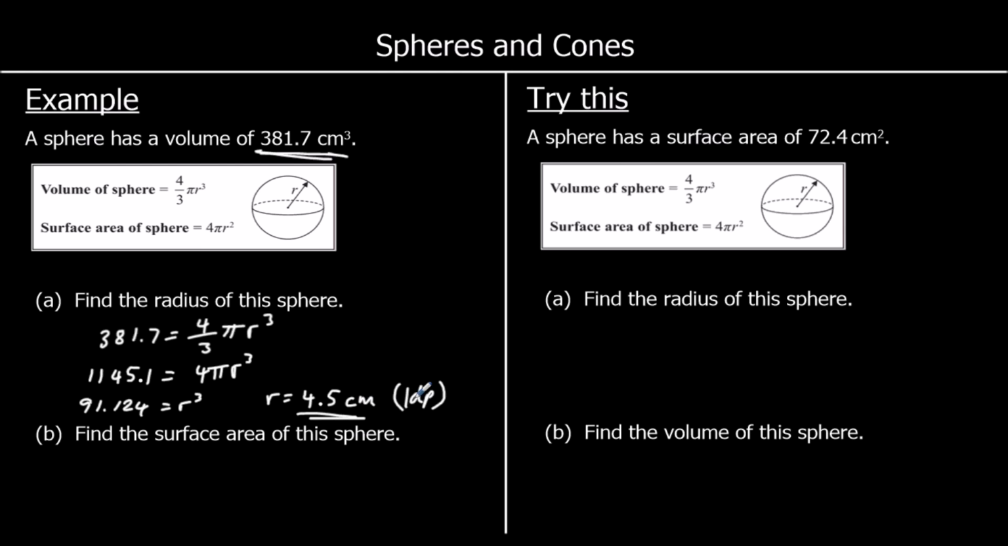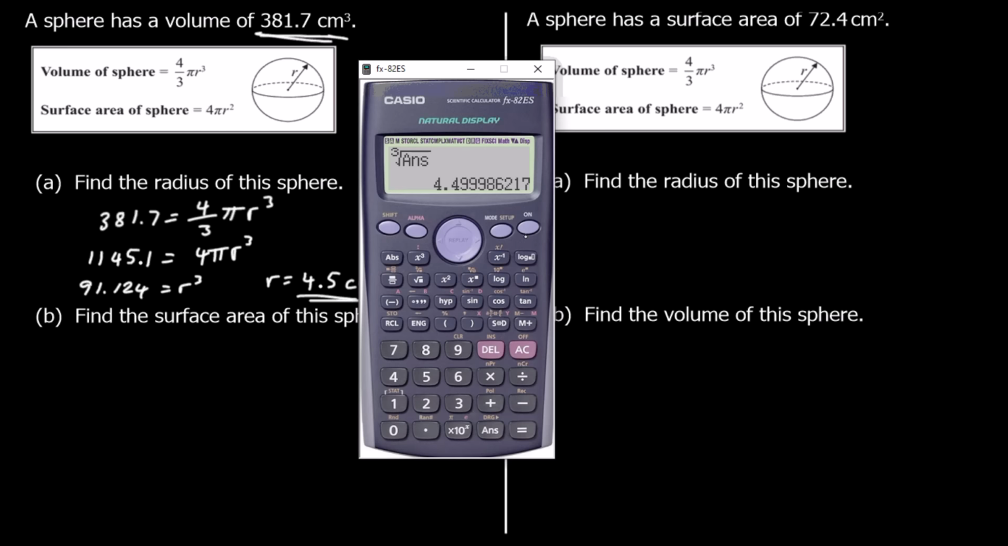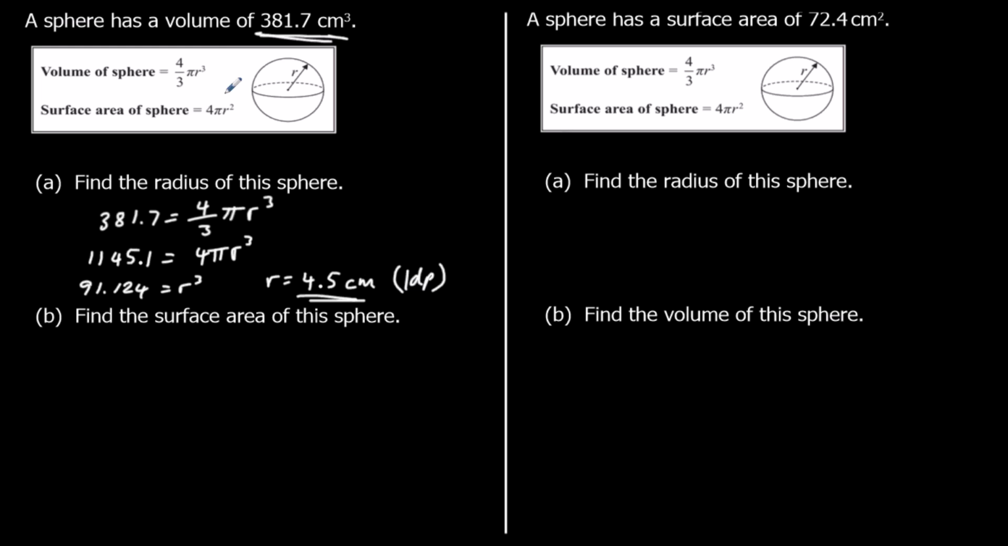Find the surface area of the sphere. So we're going to use our r. We can use the whole number if we like. We can use our r to find the surface area. So surface area is 4 pi times the radius, which is our last answer, squared. So we can do 4 pi times answer squared.